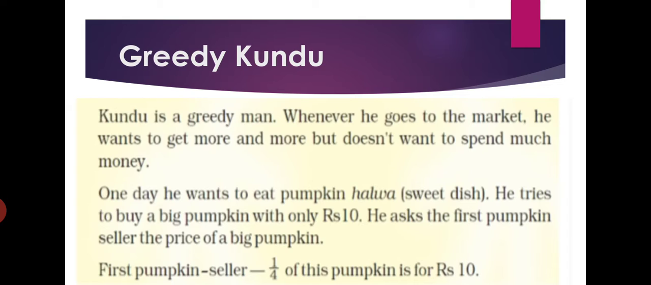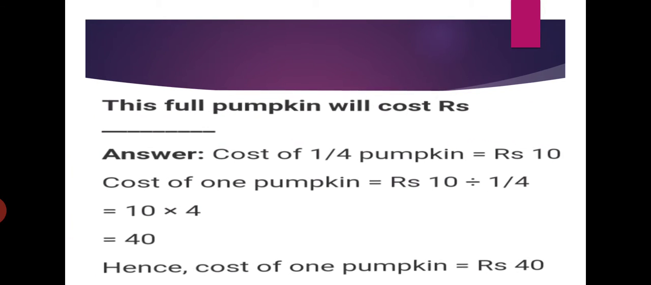1/4 plus 1/4 plus 1/4 plus 1/4 is equal to 1. That is equal to a whole. So 1/4 of the pumpkin is for rupees 10. So the full pumpkin will cost rupees 10 plus 10 plus 10 plus 10, that is equal to rupees 40. You can do it in this way.